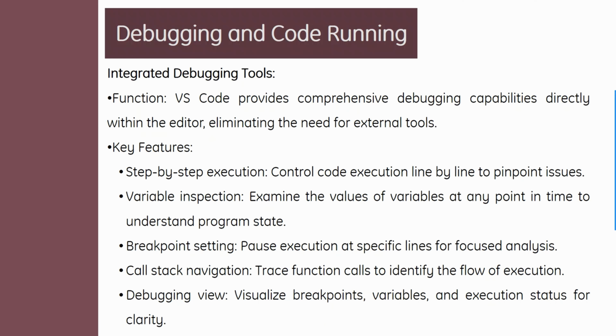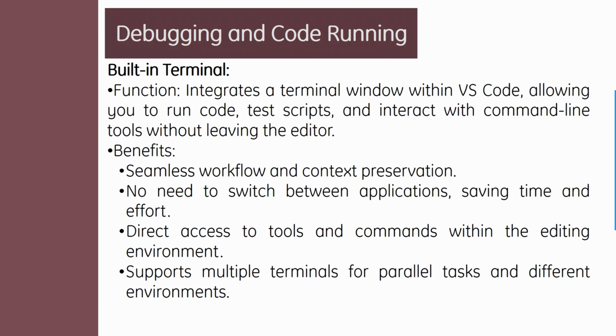Fourthly, we have call stack navigation, trace function calls to identify the flow of execution. Then we have debugging view, which is visualize breakpoints, variables, and execution status for clarity. Next, we have a built-in terminal, that is the function integrates a terminal window within VS Code, allowing you to run the code, test scripts, and interact with command line tools without leaving the editor.